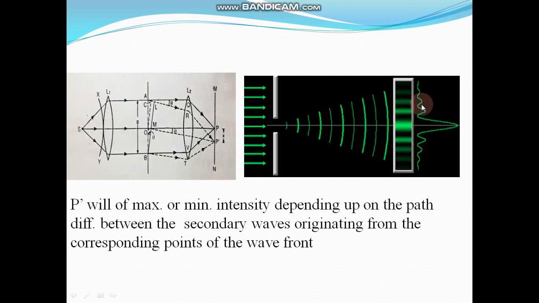And this diagram shows the intensity variation. At the central bright maximum point, intensity is very high. Then here we can see the secondary minima and here the secondary maxima, secondary minima and maxima on both sides of the central bright maximum. The point P dash will be of maximum or minimum intensity depending upon the path difference between the secondary waves originating from the corresponding points of the wave front.